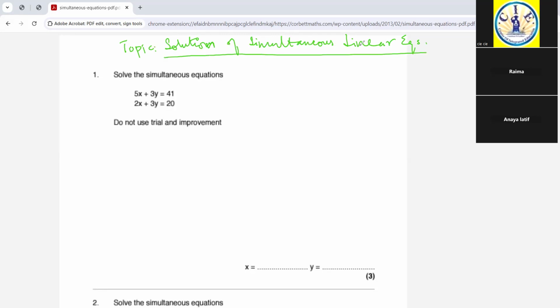Okay, when we use the word simultaneous, that means in a particular question, we are given more than one equation. When we use the word linear, that means the power of the variable is equal to 1. And when we use the word solution, that means to find out the value of the variable.